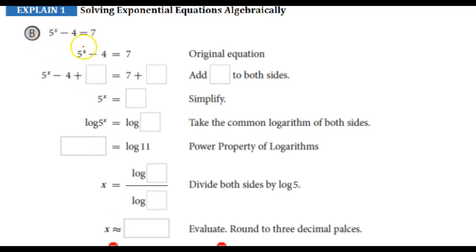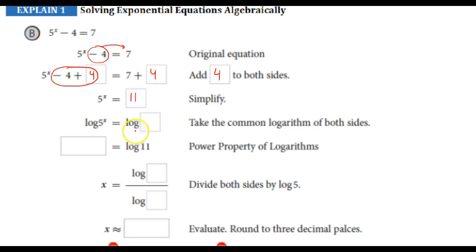All right, let's move it right along to letter B. Let's solve for this one. So here's our original equation: 5 to the x power minus 4 equals 7. Well, I want to get rid of this minus 4 first before I even deal with that 5 to the x power. What's the opposite of minusing 4? Adding 4. So we're going to add 4 to both sides. This is going to cancel out. What's 4 take away 4? 0. 7 plus 4 is 11.